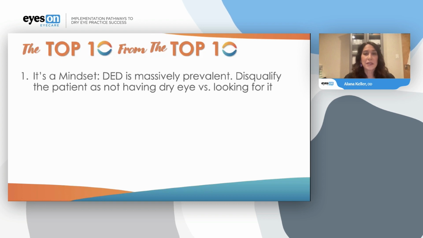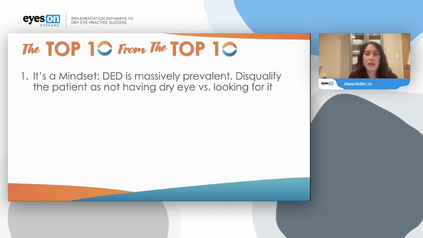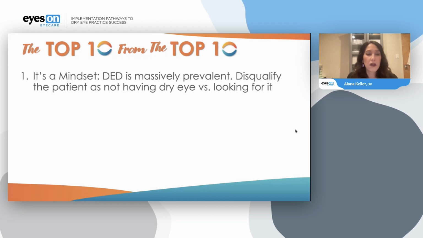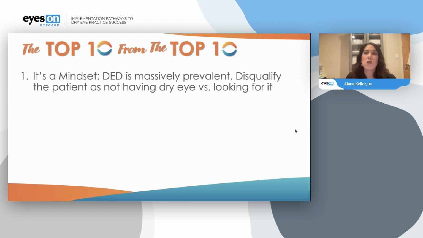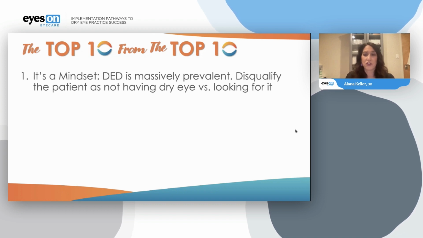Dry eye disease is massively prevalent. Think of the patient as not having dry eye versus looking for it. Most patients aren't going to come in and tell you they have dry eye disease. It's just not something they equate to having. If they have irritable eyes or fluctuating vision, they're just going to think that's normal, or their symptoms aren't noticeable until you happen to bring it up, or they might just equate it to allergies.